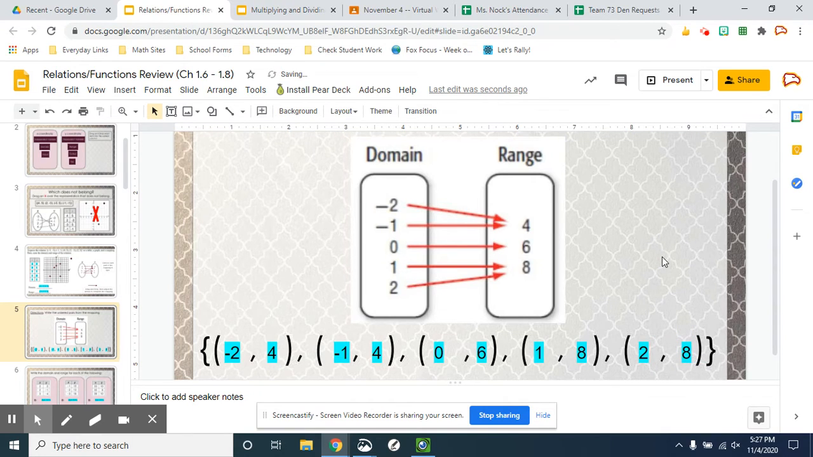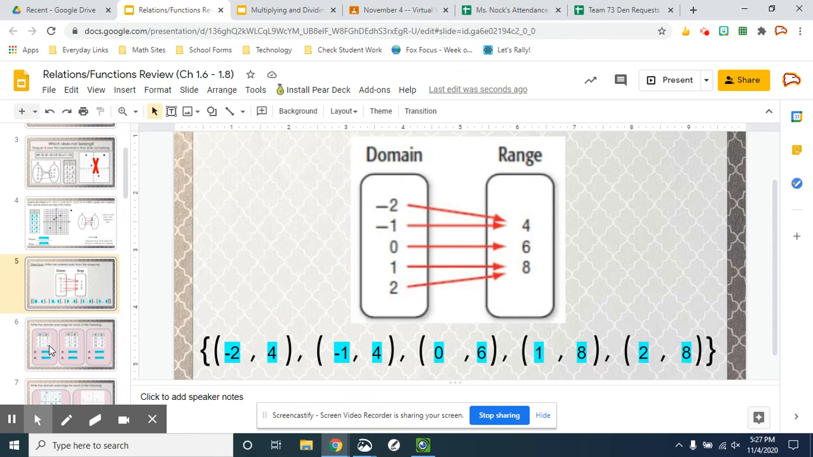So even though it doesn't ask us again, this would be a function because two inputs can share the same output, but one input can't be paired with more than one output.